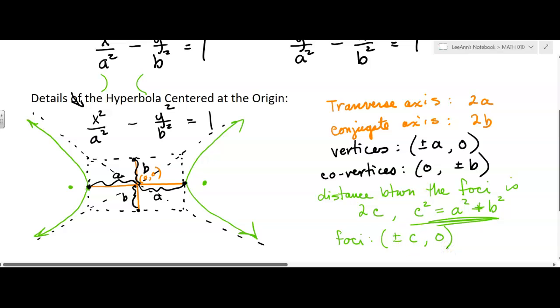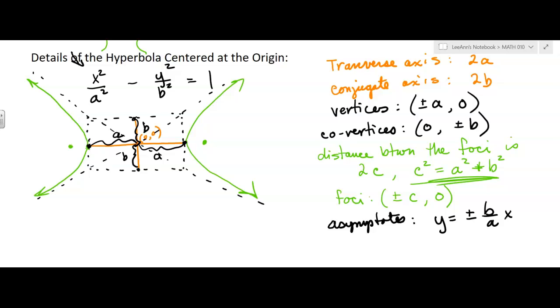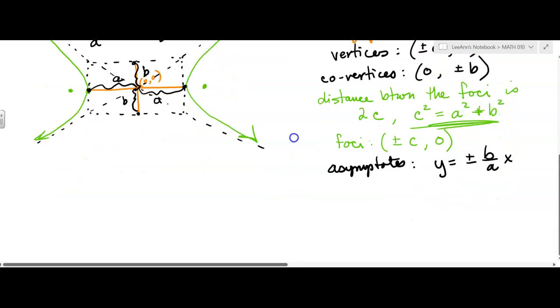Okay, the other thing we have are equations for the asymptotes. So those are linear. And so the equations for the asymptotes, for this kind, you get y equals plus or minus b over a x. So those are the equations. There's two equations, one with a plus and one with a minus, and it has to do with the slope of those asymptotes. Okay, so that's a side-to-side one.